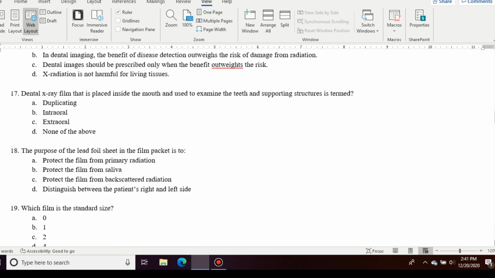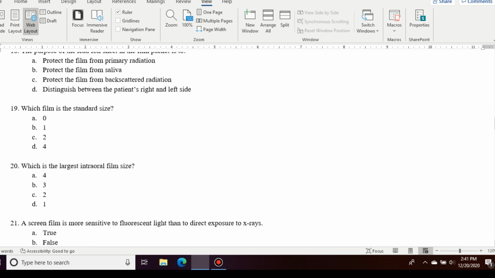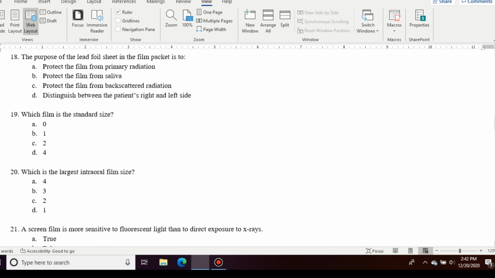Number 18. The purpose of the lead foil sheet in the film pack is to A, protect the film from primary radiation, B, protect the film from saliva, C, protect the film from backscattered radiation, or D, distinguish between the patient's right and left side. And the correct answer, C. Protect the film from backscatter radiation.